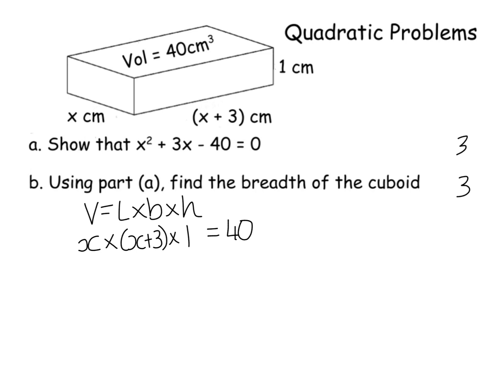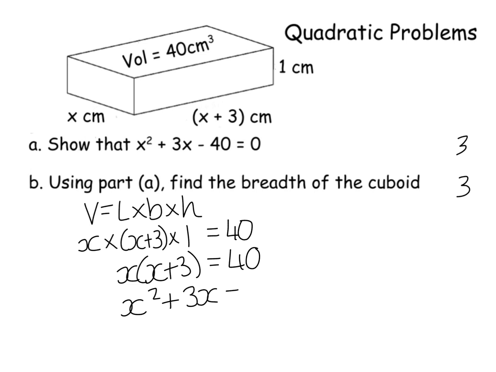Now times by 1 does nothing in maths. This is the same as me just writing x bracket x plus 3 equals 40. And I don't know about you, but the minute I see brackets I want to times them out. So x squared plus 3x equals 40. Oh, wait a minute, that's looking really like this bit up here.